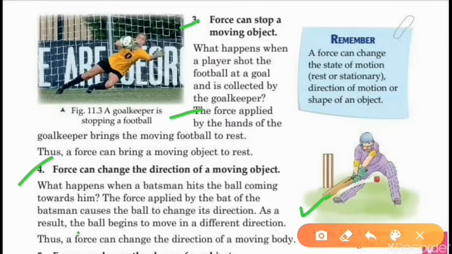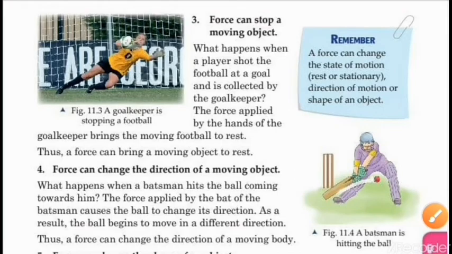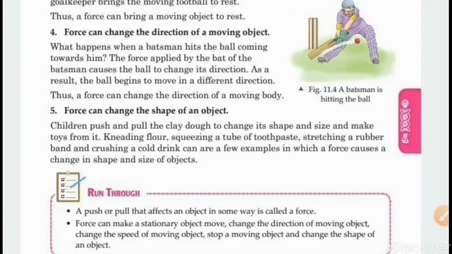So when the batsman hits the ball with the help of the bat, he is applying force on the ball. As a result, the ball moves in a different direction. The ball is coming from the side of the bowler towards the batsman, and when he hits the ball with the bat, he is applying a force in the other direction, due to which the ball moves in the other direction.